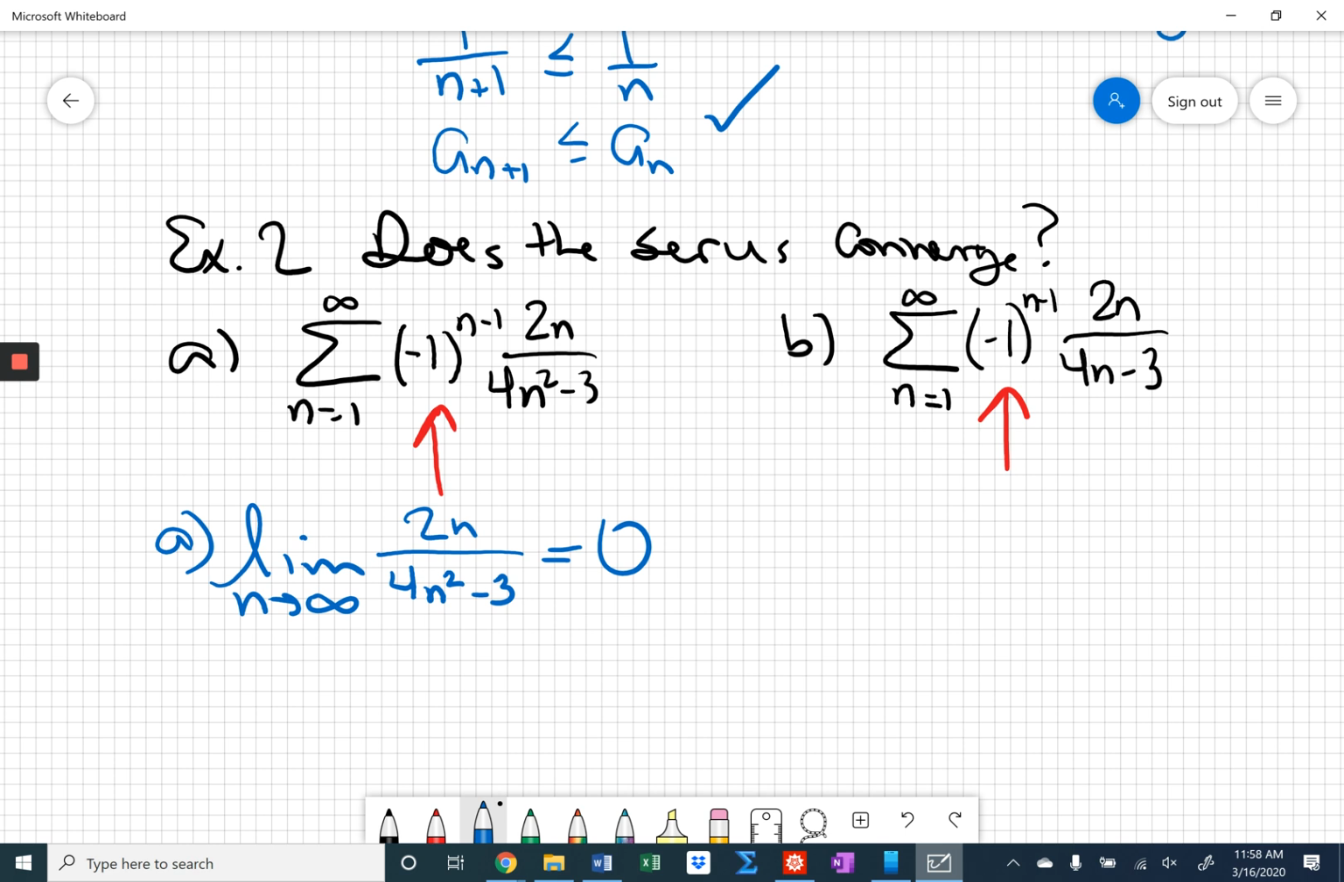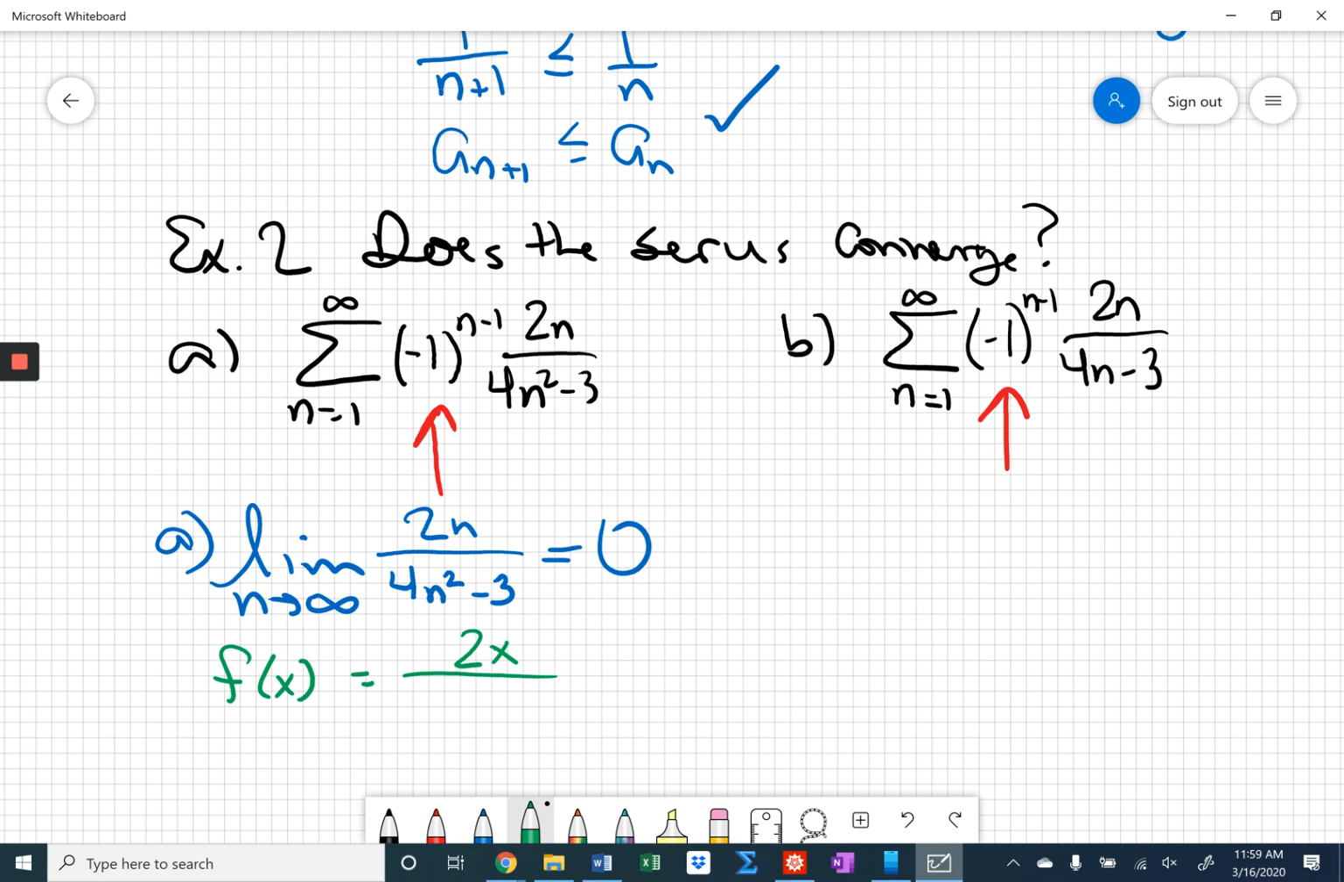If you need to show more detail, you can divide by the highest power of n or apply L'Hopital's rule or something to work that out. But we should all know that that goes to 0. Now, to show that the series is decreasing, we could use calculus, or we could use the definition of decreasing, similar to what we did in this example way up at the top. But I don't want to do that. So I'm going to use some calculus for this. So let's let f of x be equal to 2 to the x divided by 4x squared minus 3.